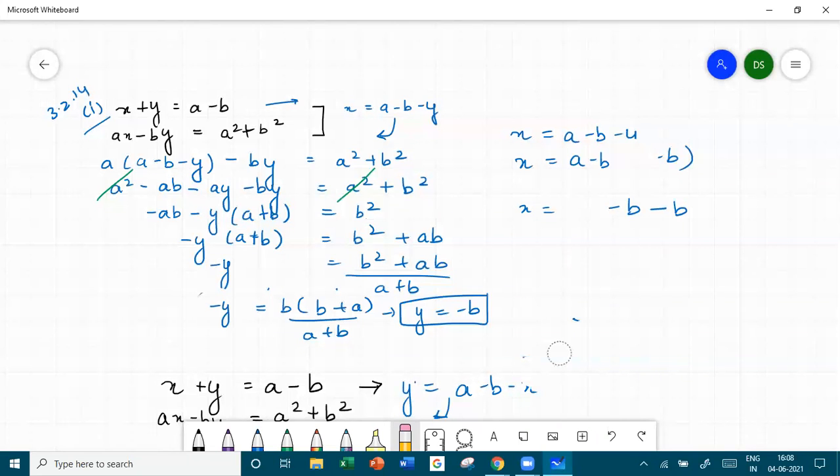Yeah, the same one as yours, ma'am. I'm getting a square plus 2b square plus ab divided by a plus b as x. Okay. Did you substitute x or did you substitute y in the second equation? I first substituted y, then after I got y, I substituted x. Okay, so you did the second part, right? Okay, I'll just do it. Just give me one second. Yeah, minus b. Now I'm getting the same as yours.